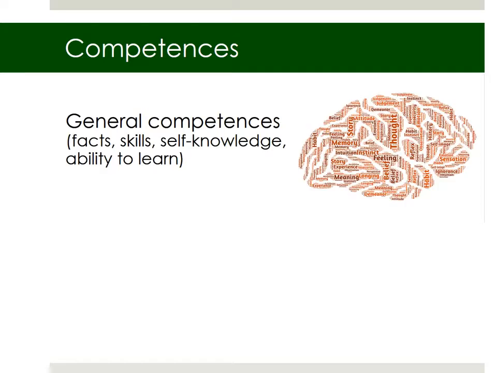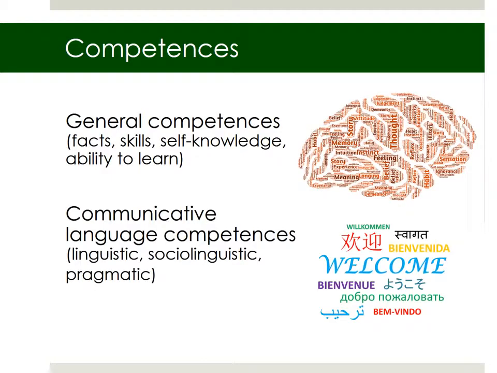For example, a learner who has strong organizational skills and experience with other cultures can apply this to their new language learning. So learners always have something to start with when learning a new language. The second category is communicative language competences. These are specific to language, which include linguistic knowledge, such as vocabulary and grammar rules, sociolinguistic knowledge, such as knowing when to use certain dialects, and pragmatic knowledge, such as inferring that a speaker is being sarcastic versus genuine.